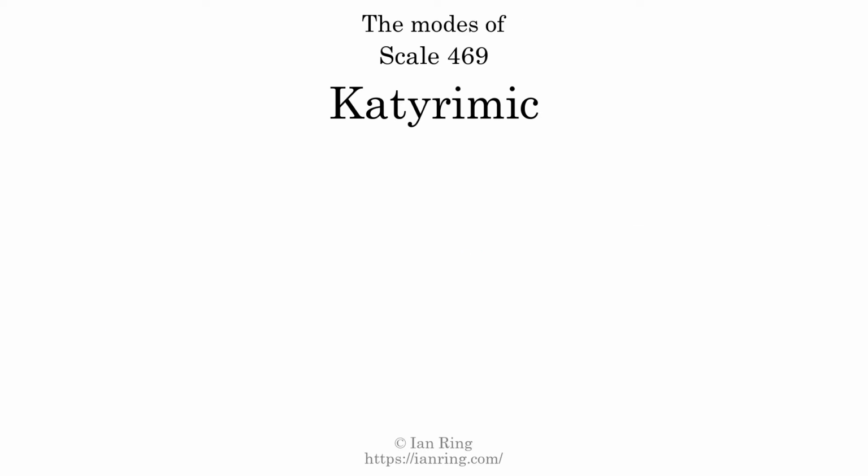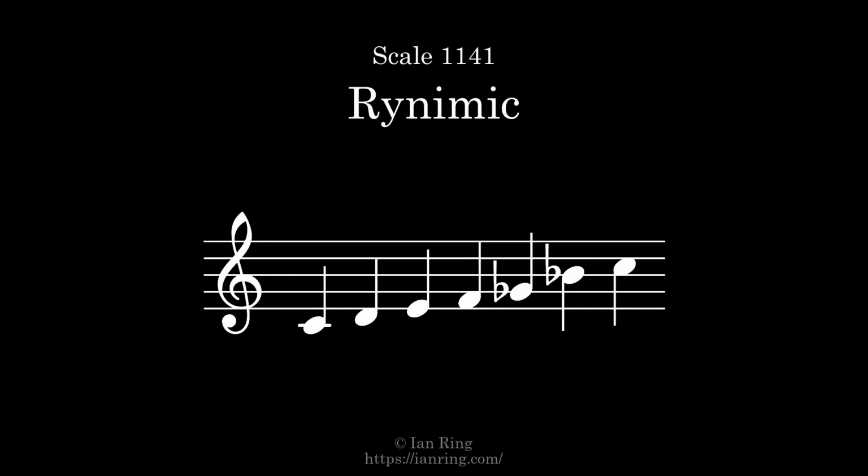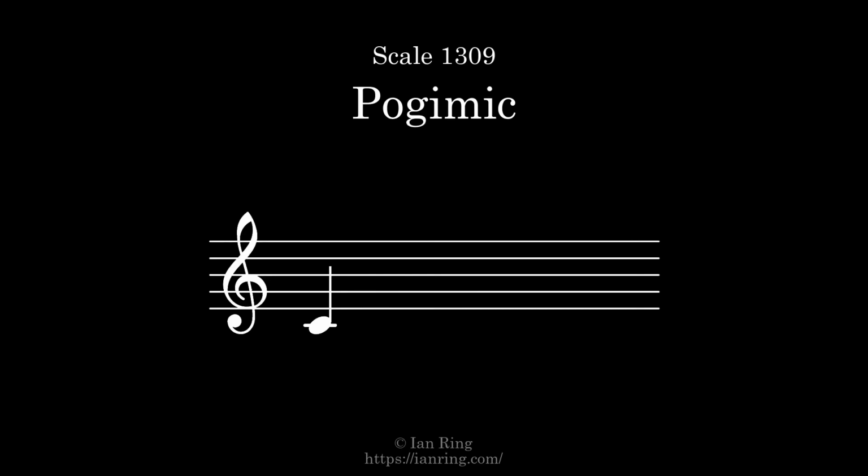This scale has 6 modes. The first mode is itself. The second mode is scale 1141, also known as Katyrimic. It sounds like this. The third mode is scale 1309, also known as Katyrimic. It sounds like this.